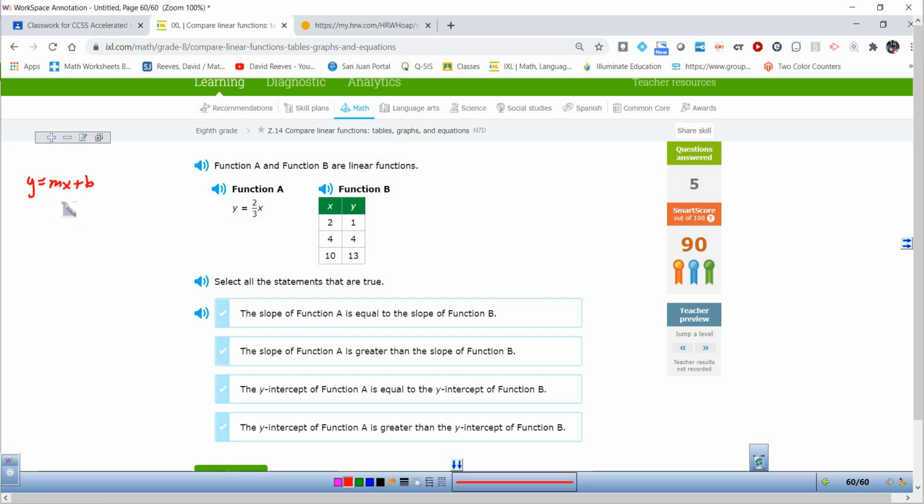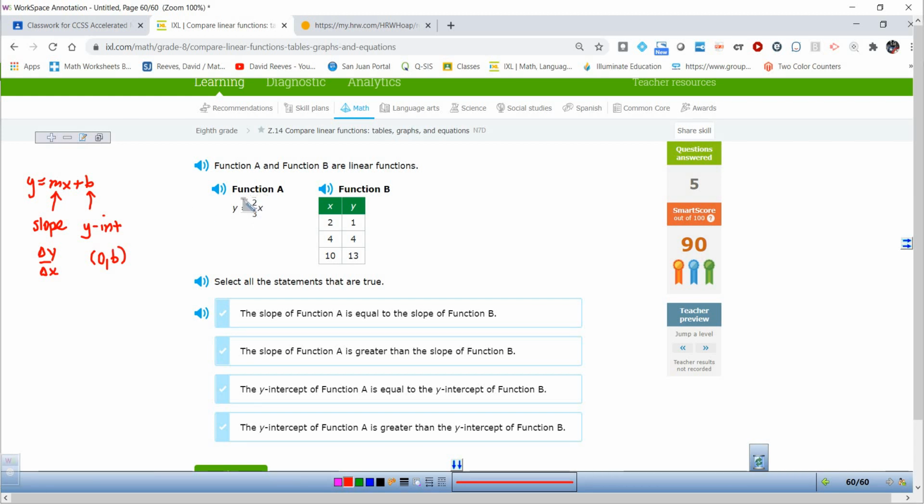Remember, I know I've said it over and over again, I'm going to keep saying it over and over again. y equals mx plus b. m is the slope, which is our change in y over our change in x. b is our y-intercept, which is the point where the line crosses the y-axis. It's also the y value when x is equal to 0.